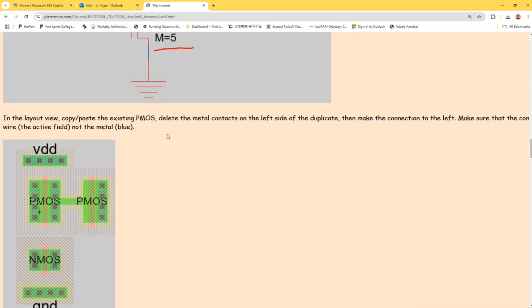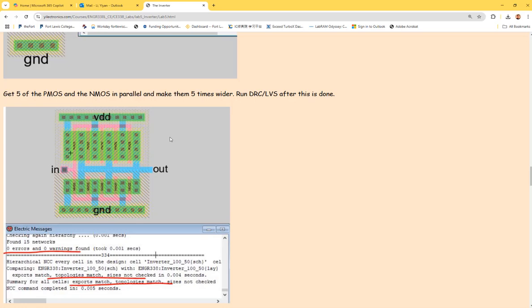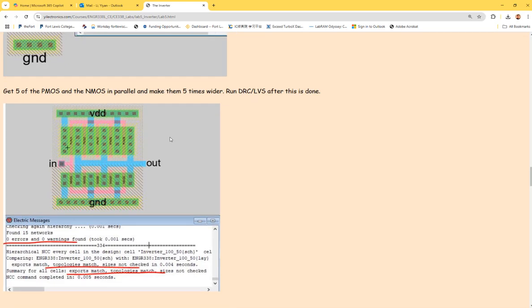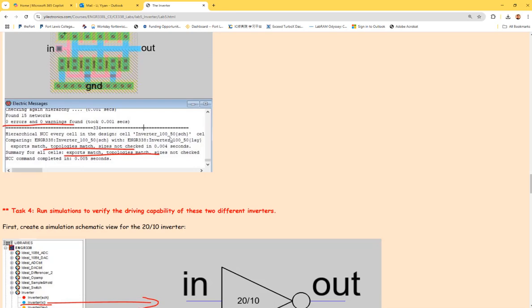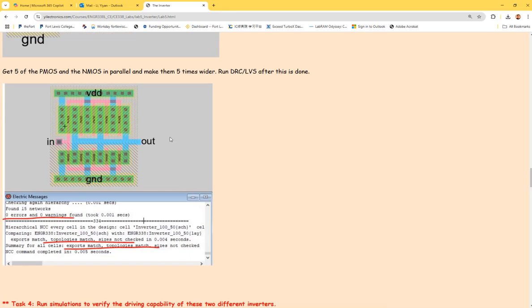So this serves as a foundation for the larger scale of layouts for the future labs. But I think this is relatively easier compared to others. So if you have any questions, you can ask me. I'll be here. You can get started to work on that.